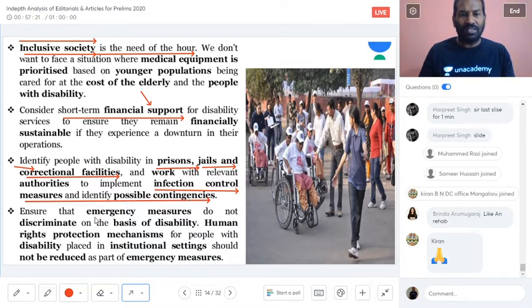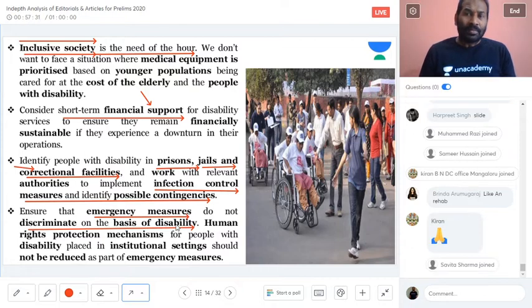And then emergency measures, that is, they should not discriminate on the basis of disability. This is very, very important. The government has to make sure that, or forget about the government, it is our responsibility that we should not discriminate, because we tend to discriminate against everyone. We unknowingly discriminate against many of them, day in and day out, only to satisfy our ego.